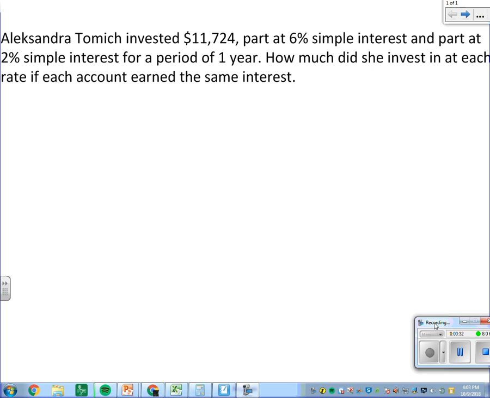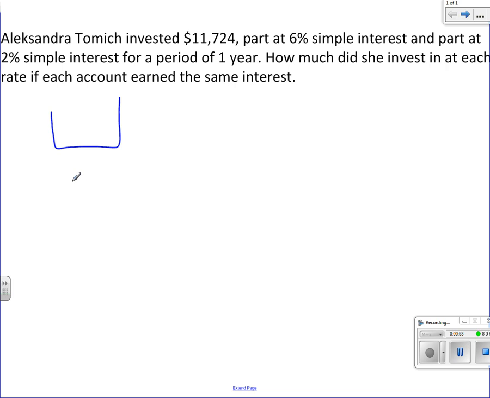So we have this person, Alexandra, and she's going to invest $11,724 in two separate accounts. So we have two baskets. The first basket is a bank account that gives 6% interest on whatever amount of money she puts in there.